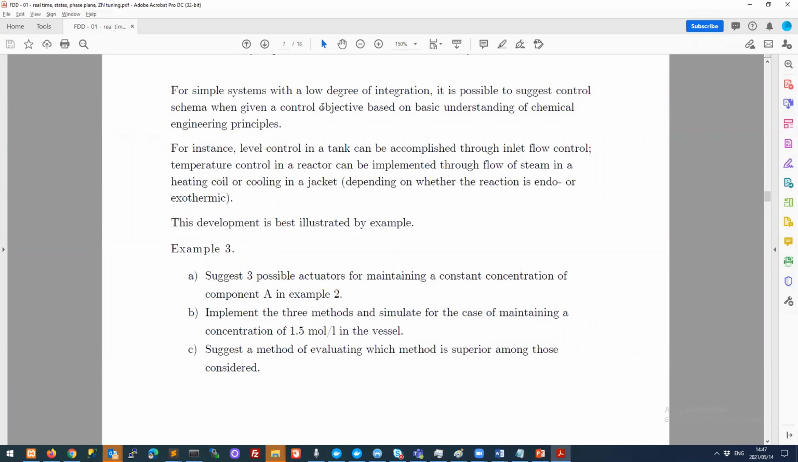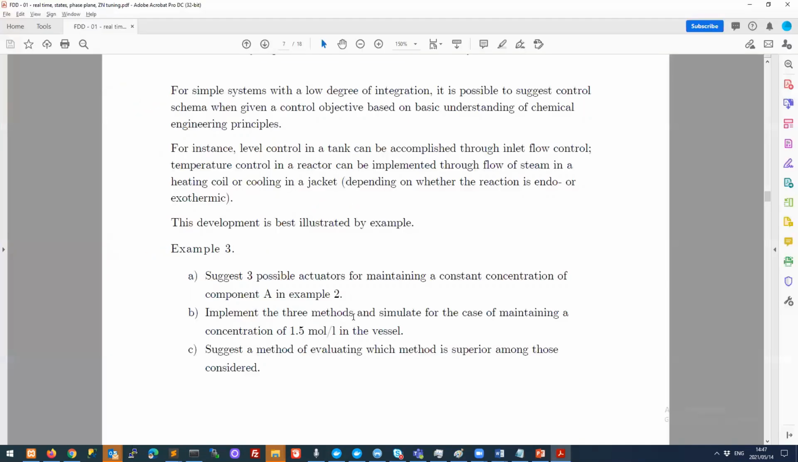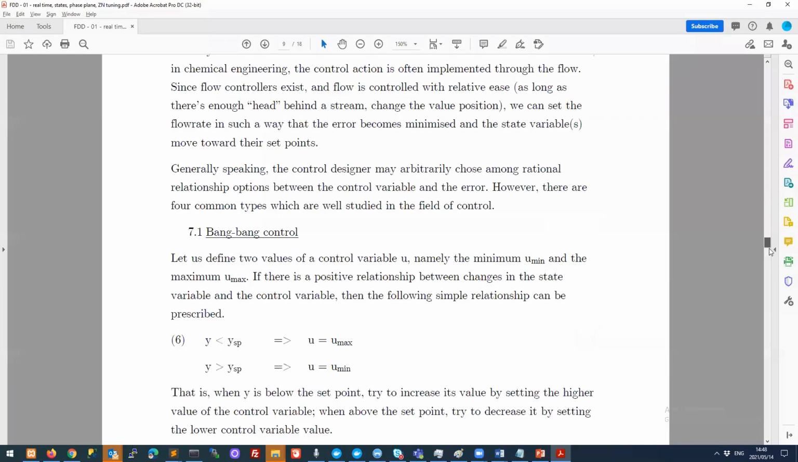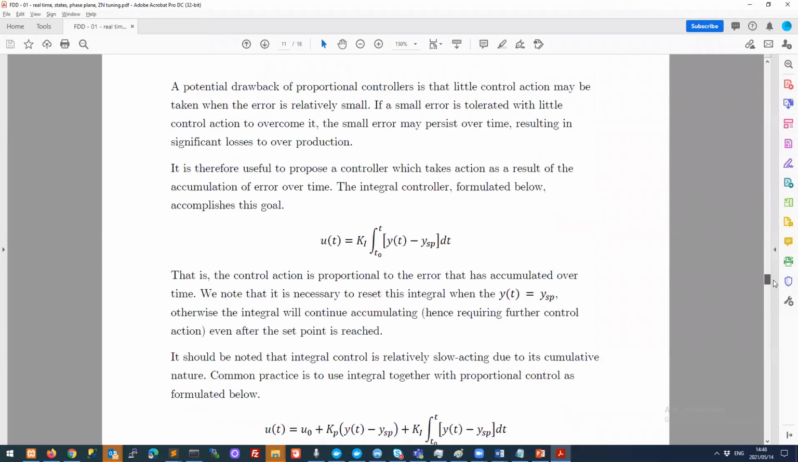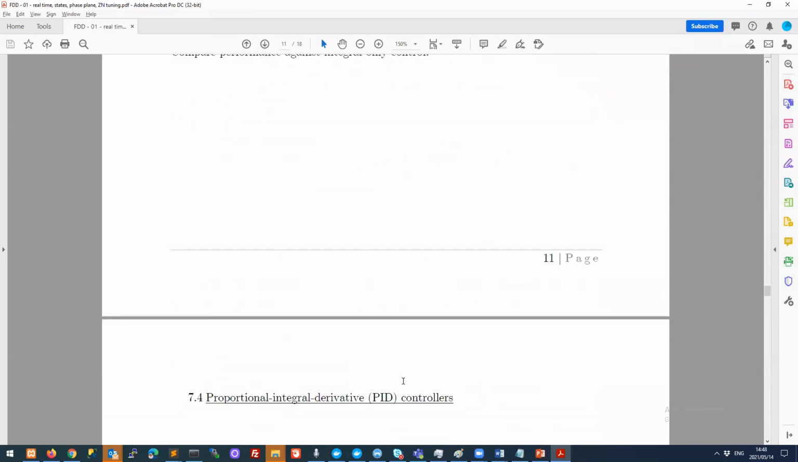Okay, so we'll see further examples like that. And yes, you can simulate it as well. You can write the material balance for the situation, apply the control action, and see if you can get to that specific value. Okay. So then coming here, these are ways to represent the control action again.